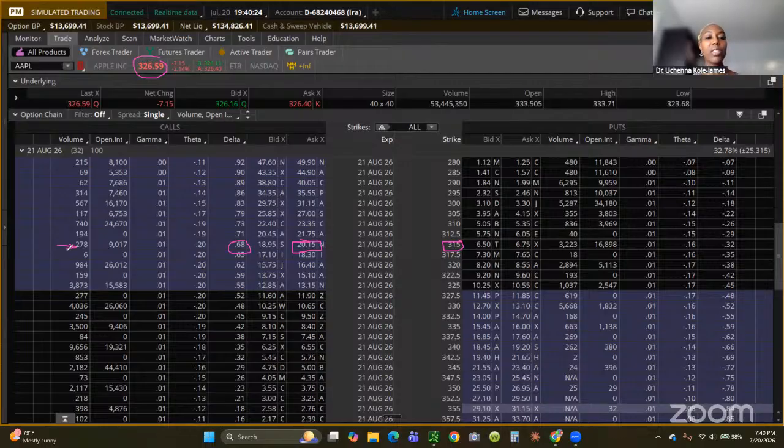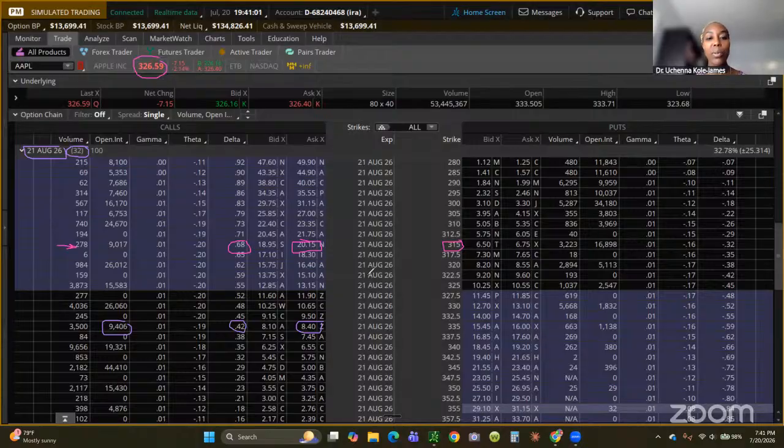So let me find another one. If I still want to trade Apple, I only have $1,000 to spend. Now I've got to find open interest of 9,000. This option is going to cost me $840. My delta is 42. So what does that mean? There's a 42% chance of this option that I bought being in the money by August 21st, which is in 32 days. Where does it have to go?